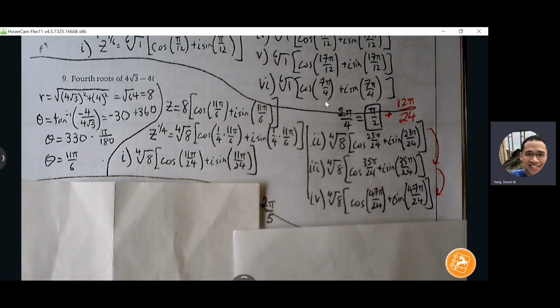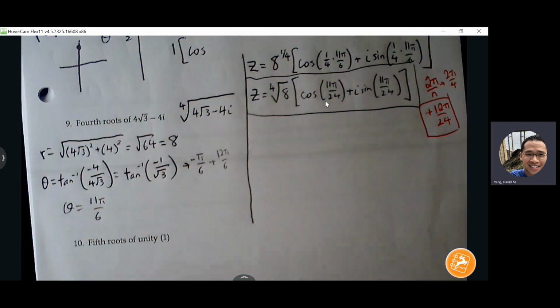Okay, any questions? Does anybody still need this page? Okay. All right, so next is it says 5th roots of unity.